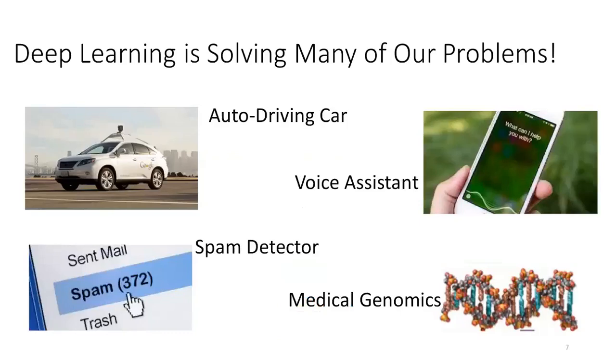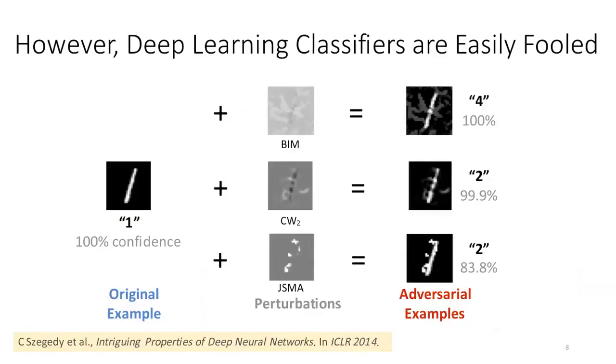The general background of this work is that deep learning is solving many of our problems now, like the perception model of autonomous driving cars, the voice assistant using Alexa, spam detectors, or analyzing genomics. So it has really influenced many different aspects of our life. However, recent deep learning studies have found that deep learning classifiers are very easily fooled.